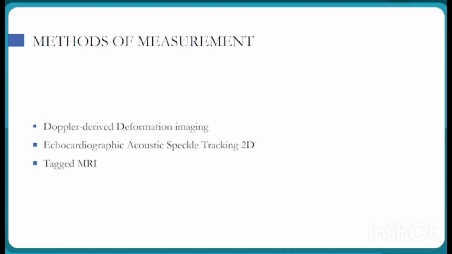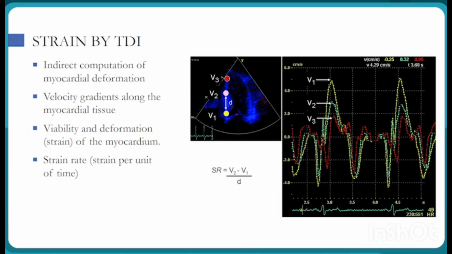There are different methods of measuring strain. One is Doppler derived deformation imaging. Then there is echocardiographic acoustic speckle tracking by 2D. Then there is also tagged MRI based strain imaging.